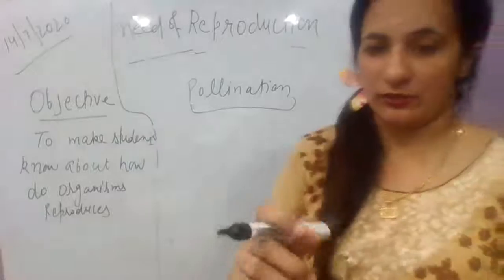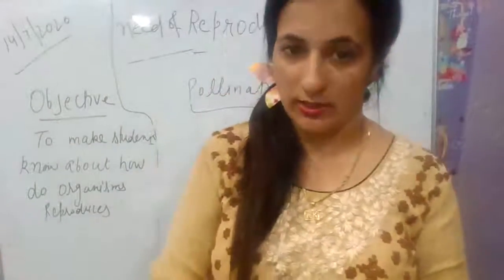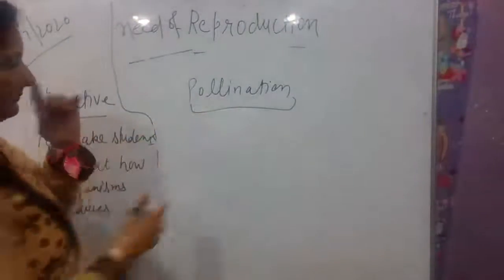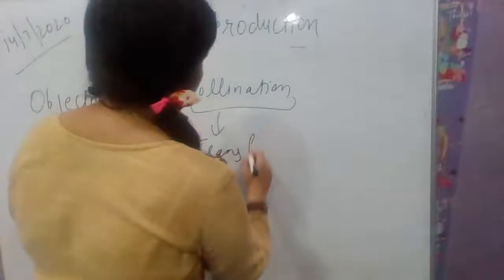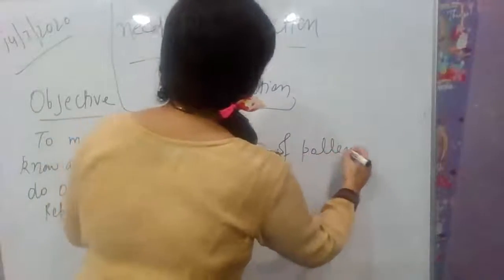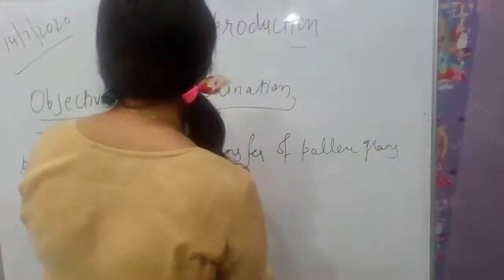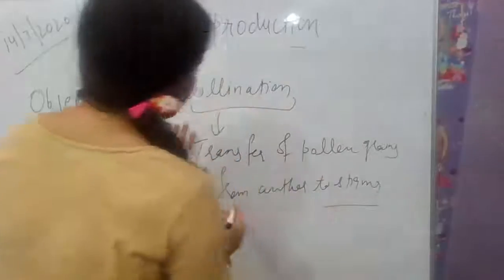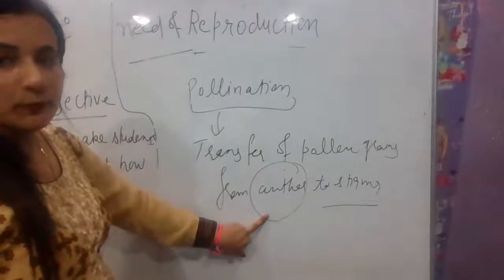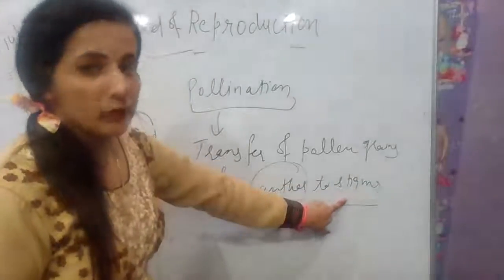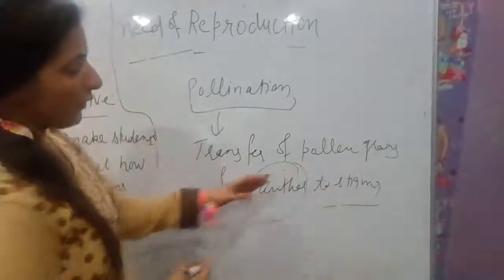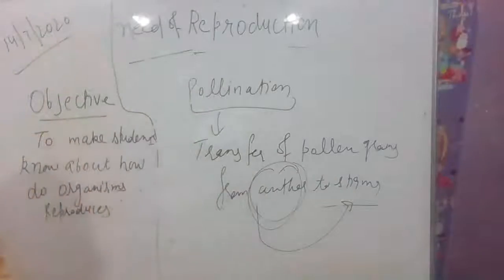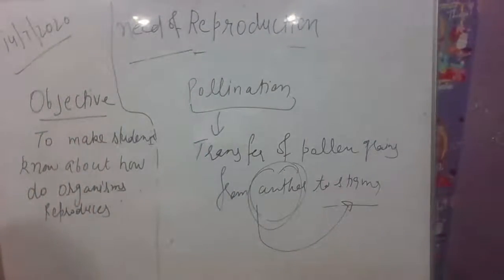What is pollination? Pollination is a transfer of pollens from male to female, or you can say from anther to stigma. Transfer of pollen grains from anther to stigma. Anther कौन सा है? Male reproductive part, and stigma is a female reproductive part of the flower. So from anther, pollen grains are transferred from male to female reproductive part, that is stigma. This is called pollination. Is that clear?